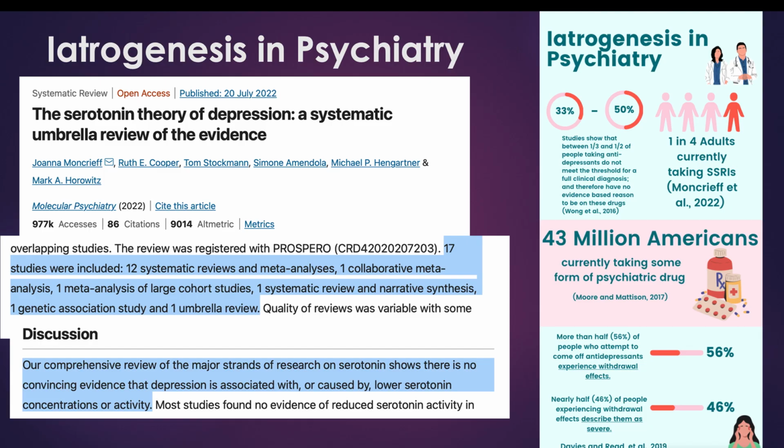From a purely scientific research perspective, okay, there's no evidence to suggest, again, as they say, that depression is associated with or caused by lower serotonin concentrations or activity.